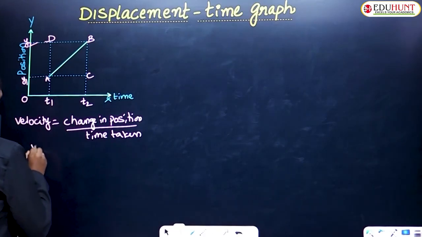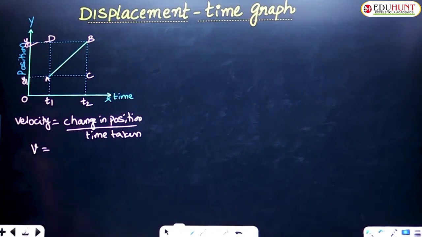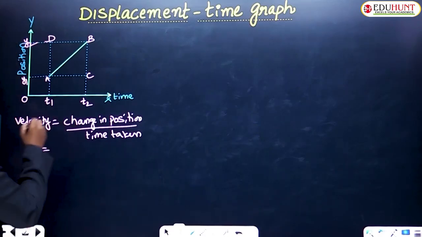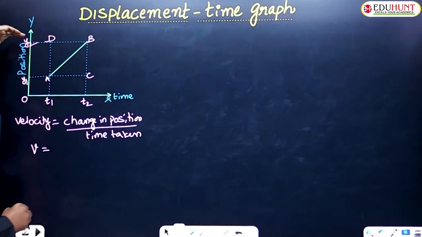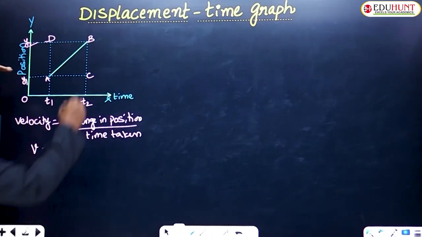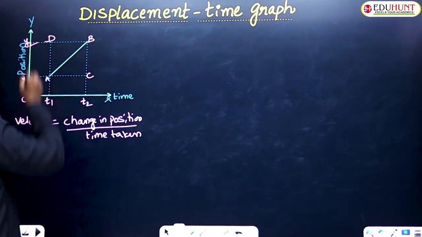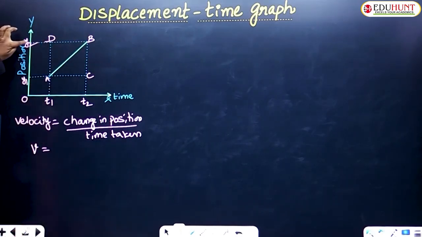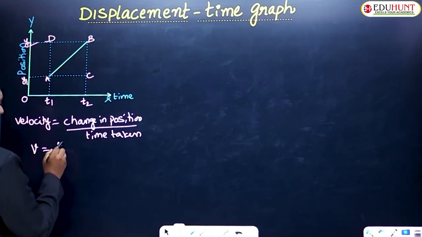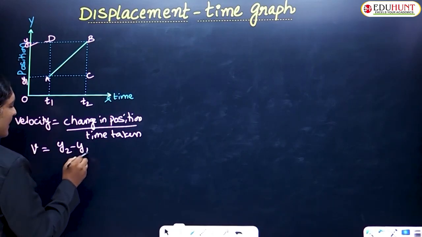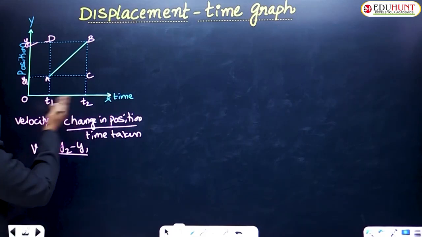Okay, now if you observe the same, velocity can be written as change in position. What was the initial position, children? y1. And what was the final position? y2. So what was the change in position? Change in position is nothing but final position minus initial position. Position is always measured on the y-axis. So final position y2 minus initial position y1. Hence here we go: y2 minus y1 by time interval.